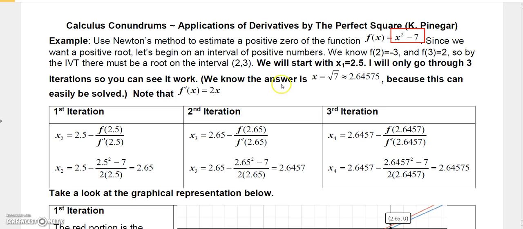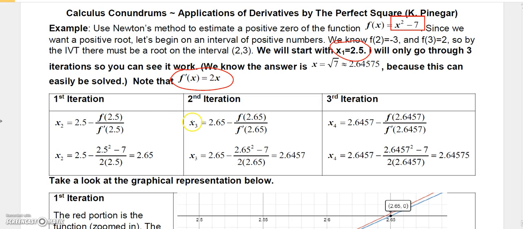We already know the answer is roughly the square root of 7, which is 2.64575, because you can easily solve this. But what do we need to do this? First of all, we need a starting point. I'm going to use 2.5 as my starting point, so that's going to be my x1. Then I need the function, which we know is x squared minus 7, and I need the derivative of that function, which we know is 2x.